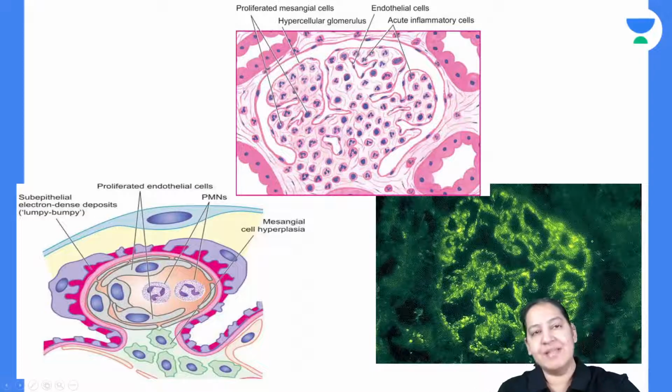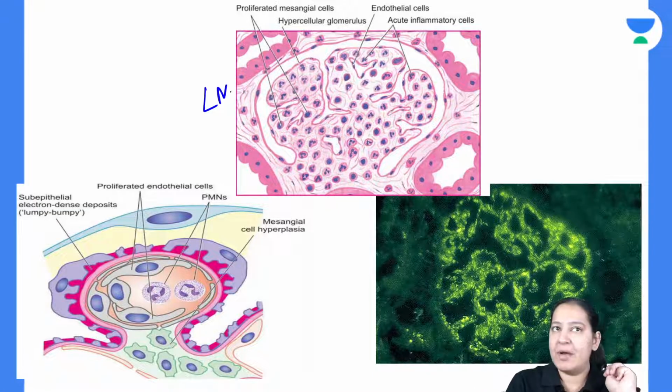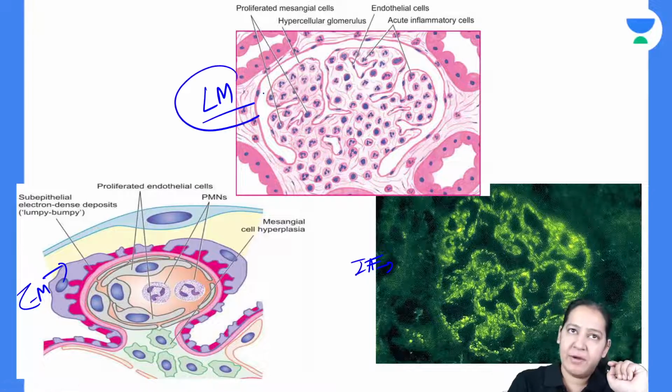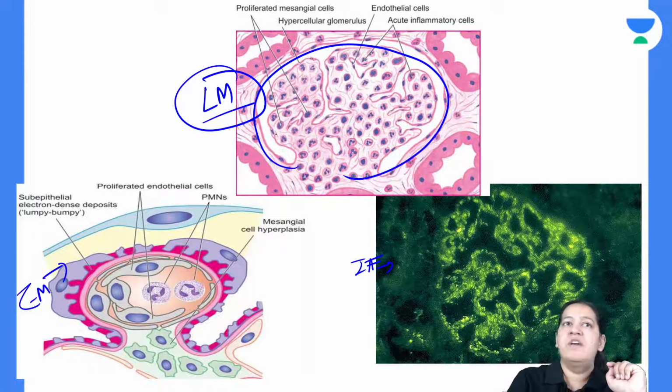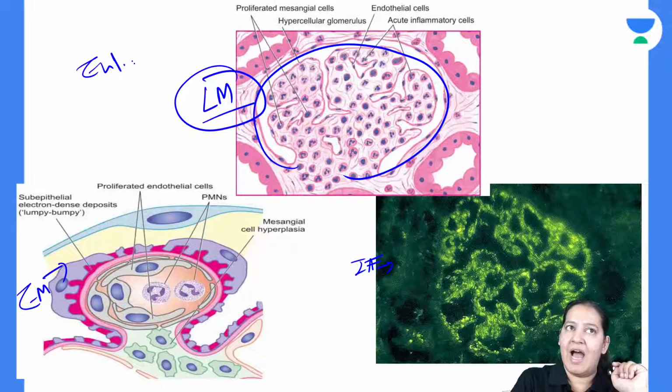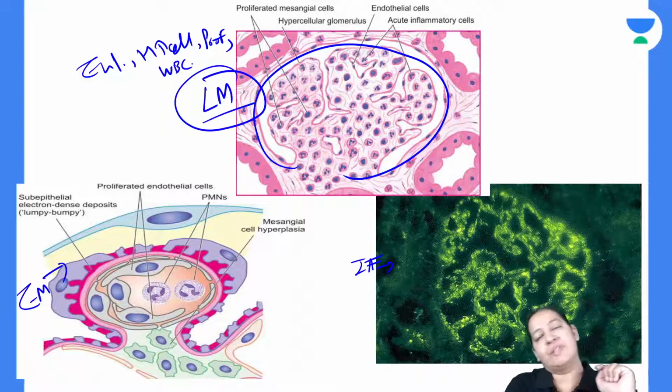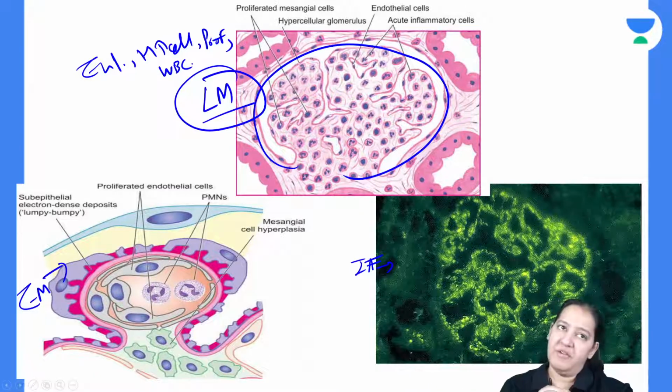In this summary, what you can see, the 3 microscopies. This is light microscopic picture. This is electron microscopic picture. And this is immunofluorescence microscopic picture. Now tell me the summary. In light microscopy, you can see a glomerulus, which is enlarged, which is hypercellular, which is proliferative and infiltrated by WBCs or leukocyte, that is neutrophil and lymphocyte.